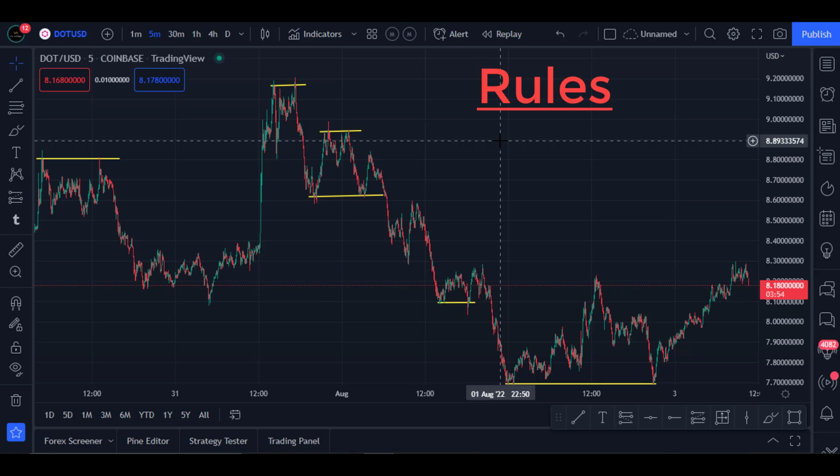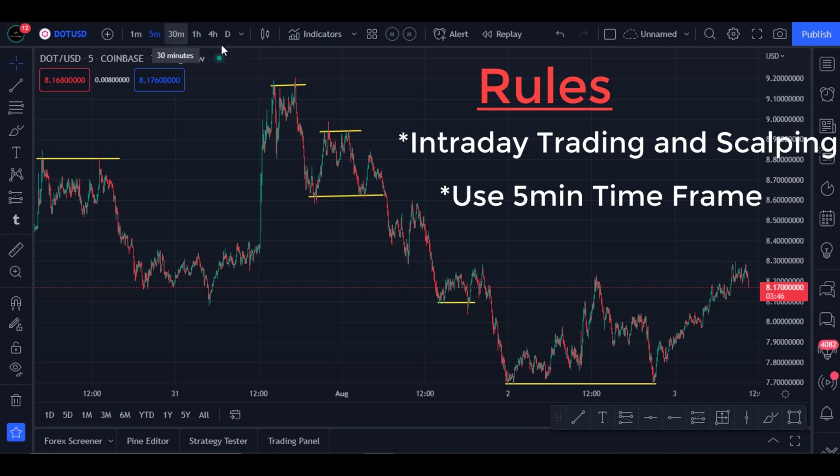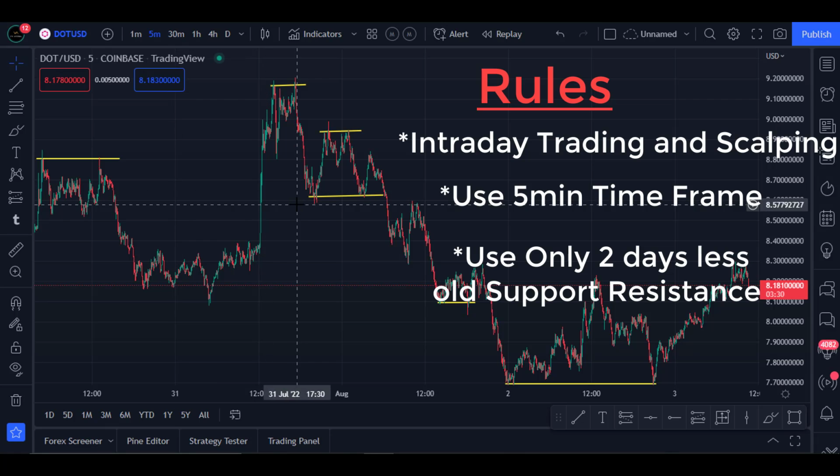I'm using this trading method only for day trading, like intraday trading and scalping only. And I'm using the 5 minute timeframe for this, right? And here's another important rule. Don't use support and resistance more than 2 days old, right? Don't use too much old support and resistance. Use very new, recent support and resistance, just like that.